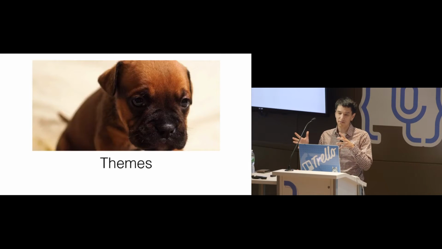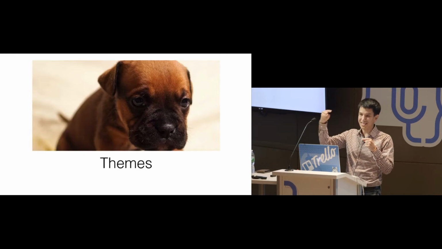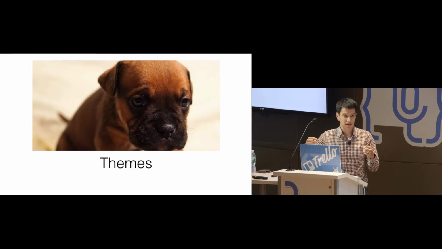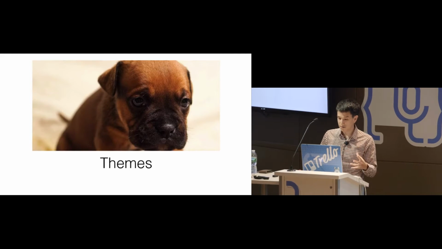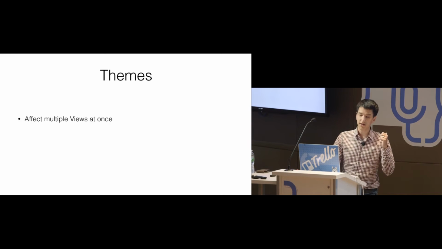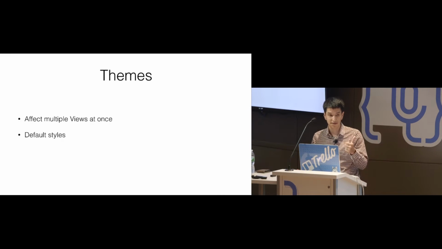So styles are really great, but you have to apply them to each individual view that you want to apply them to. Themes are essentially like styles on steroids, because instead of affecting a single view at a time, a theme affects multiple views at once. So anything you do in a theme can potentially affect the entire app. It's very good for that. It's very good for setting up default styles.